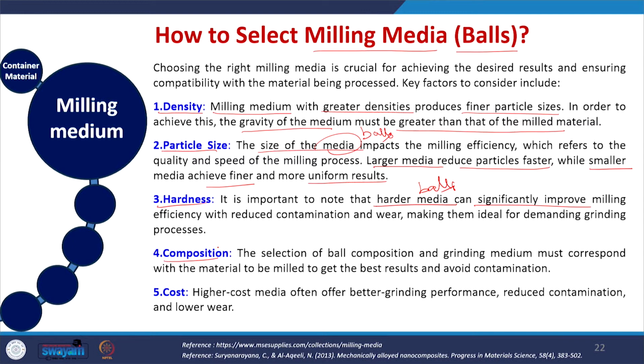And the fourth one is the composition. You have to select the right ball, for example metallic balls or non-metallic balls, with respect to the particular material. Only then can you get the best results without any contamination of the material. The final one is the cost. If you are using high cost media, higher cost balls, you get better grinding performance, but the problem is it will increase the final cost of the product.